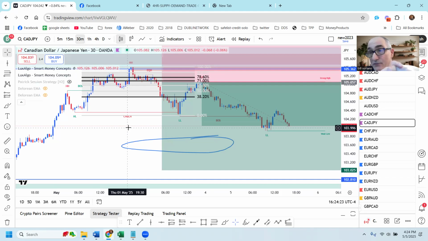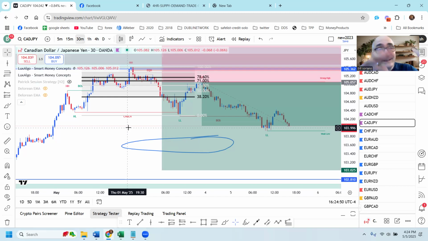And if we get that change of character, then we draw our fib, right? And we try to enter in one of 3 places, right? We draw our fib. We know that the first place we try to enter is the 71, right? So we set that up. We put our stop loss just above for a sell. We put a stop loss just above the supply zone. For a demand, for a buy, it goes just below the demand zone, right?